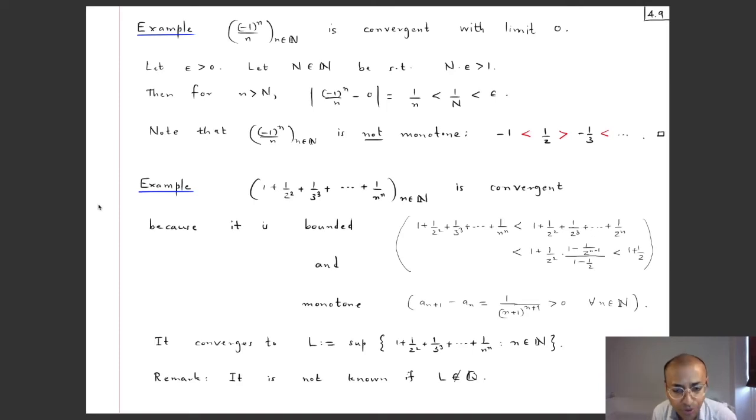So what does it converge to? Well, it converges to this number L, which is the supremum of this set, in which we have put in all the terms of the sequence: 1 plus 1 by 2 square plus 1 by 3 cube plus ... plus 1 by n to the power n, where n ranges over the natural numbers. And we just remark that actually it's not known if this L is rational or not. That's an open problem. Okay, so we have managed to show this sequence is convergent without knowing its limit, by just observing that the sequence is bounded and monotone.